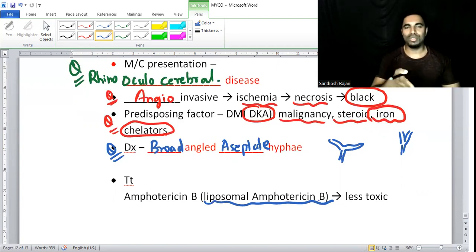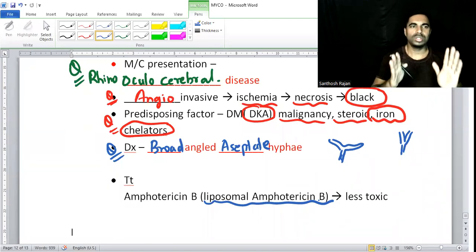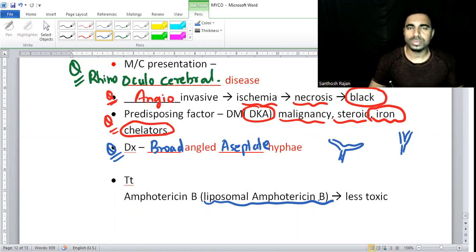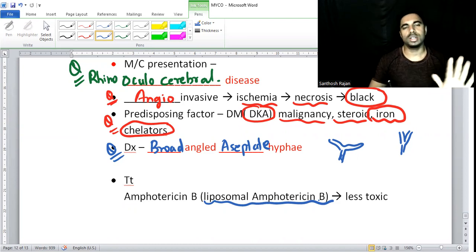So this much only. Dimorphic and systemic mycoses hardly took 30 minutes. So it's easy, easy. In the rapid revision session, I will make it even easier for you to remember. But please, whatever I stressed to you, don't forget. Okay. This is the way they'll ask you the question. So mucormycosis and aspergillosis, got this thing.